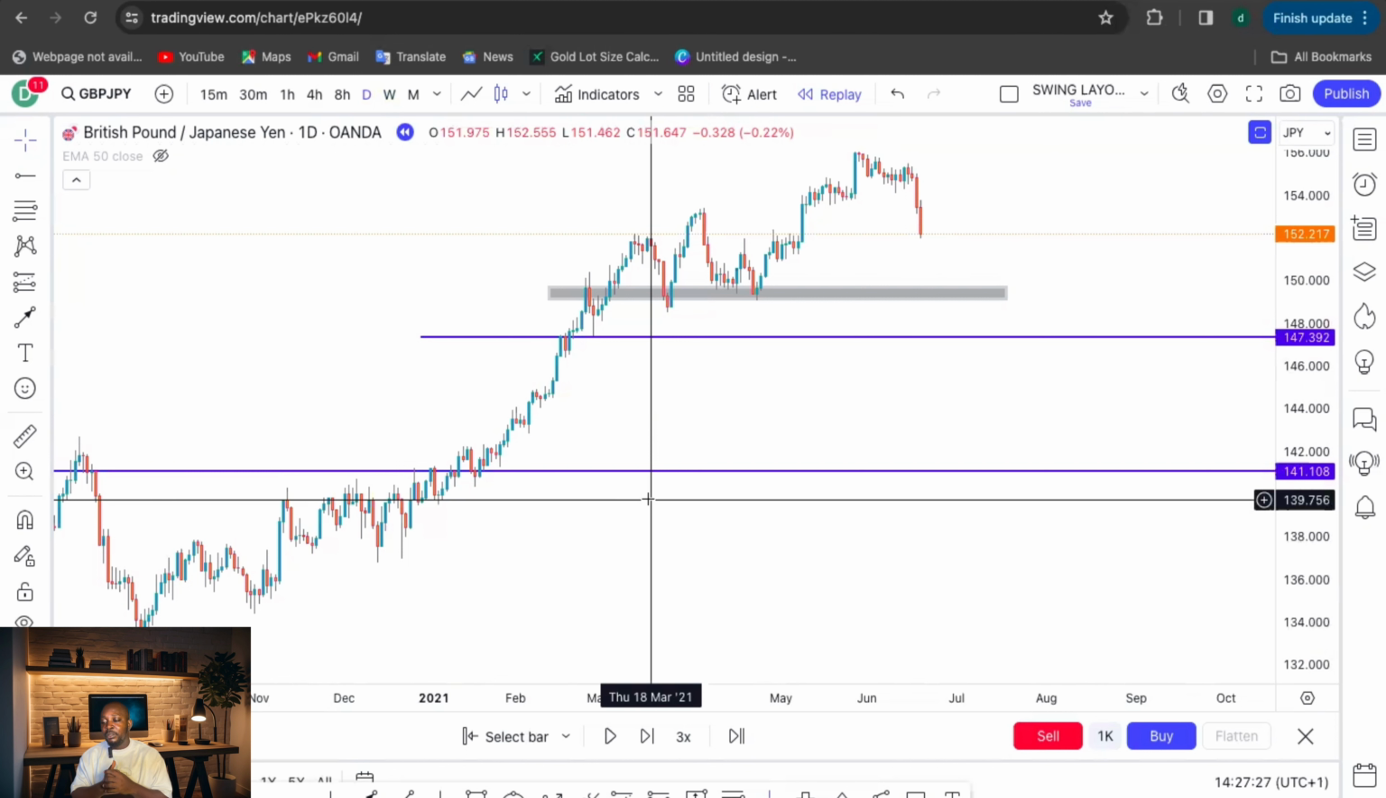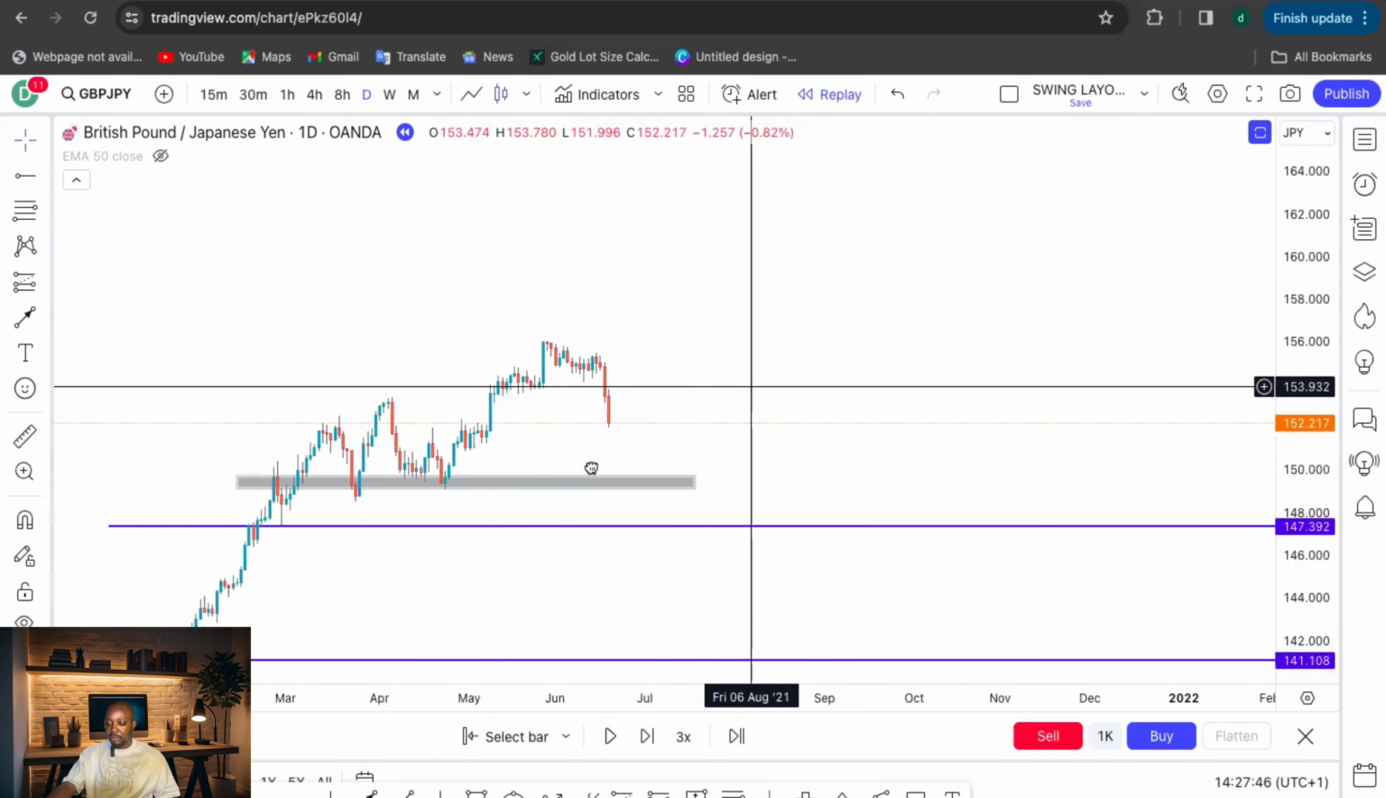Now the entry model I use is the break and retest. I'm going to do a different video where I'm talking about entries, candlestick patterns, chart patterns, how I enter the market. But it is a break and retest. And what do I mean by break and retest?